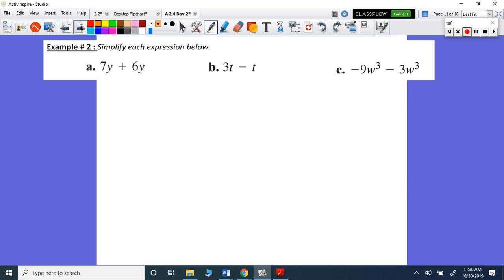With your table groups, talk about letter A. I'm going to give you like 30 seconds for you to talk about letter A. Quickly. If you don't have anybody at your group, you can talk quietly to someone near you, behind you.